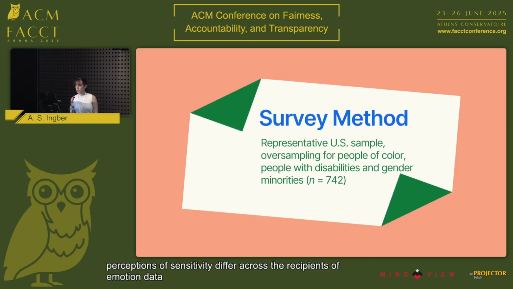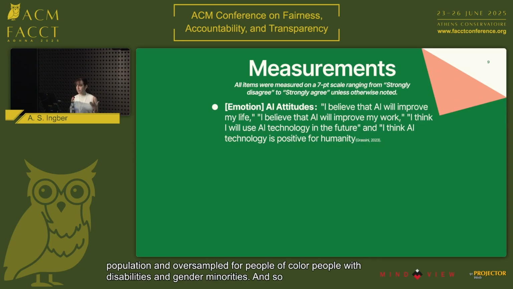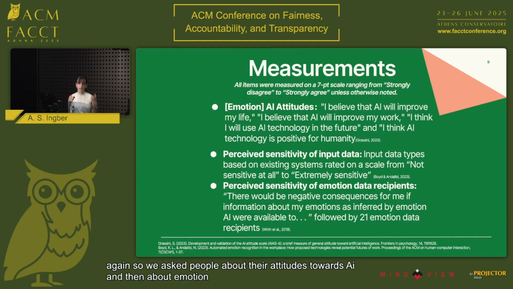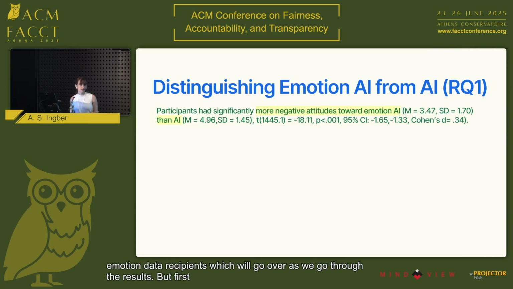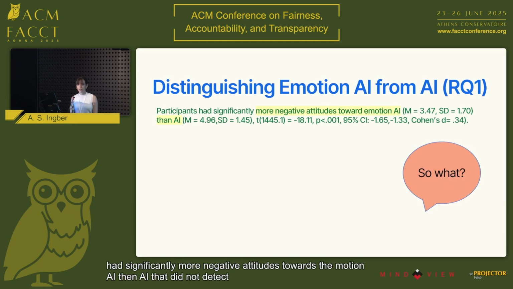So we conducted a survey representative of the US population and oversampled for people of color, people with disabilities, and gender minorities. This was a survey, so we asked people about their attitudes towards AI, and then about emotion AI, and then asked about their perceptions of sensitivity across a range of input data, which you'll see on the next slide, and emotion data recipients, which we'll go over as we go through the results. But first, we wanted to see if people felt differently about emotion AI than non-emotion AI. And we found that people had significantly more negative attitudes towards emotion AI than AI that did not detect emotion. So what does this mean?